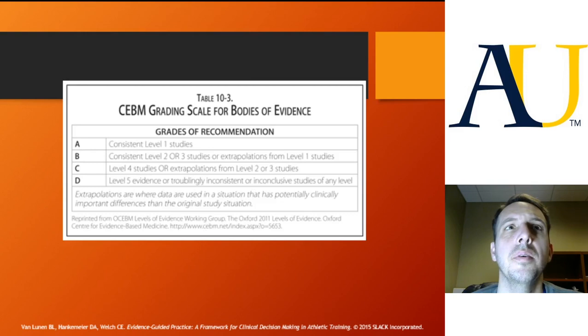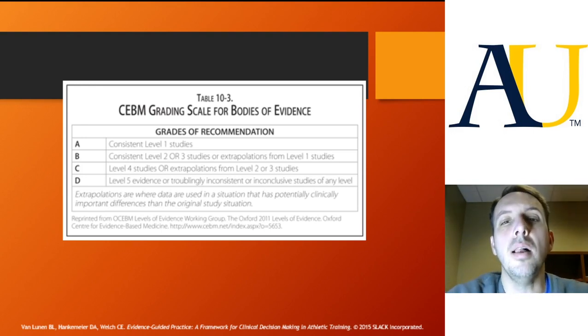The CEBM grading scale then for bodies of evidence, right? This moves more towards the end of step 3 and into step 4 with these grading scales. But you can see now from the grading scales, that now this is going to go and describe how confident we are in our recommendation. So once we get out of assessing the literature in step 3, in step 4 we're moving to apply the literature. So we are applying all of the evidence, right?